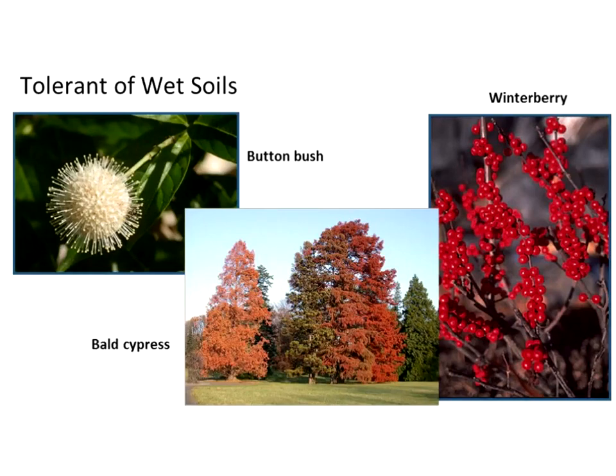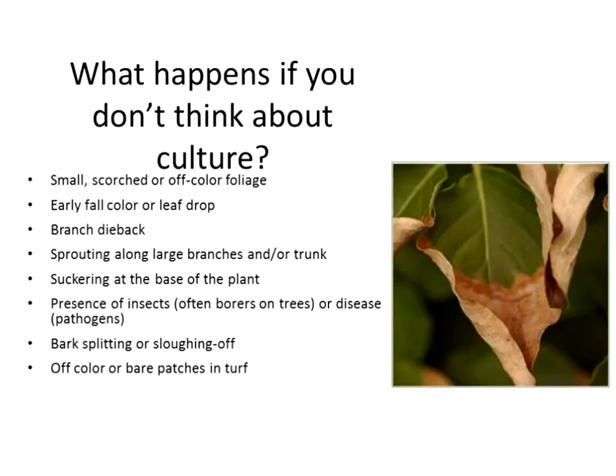So here's a couple things tolerant of wet soils. If you've never tried buttonbush, you really ought to try it. It'll grow in drier soils as well, but if you're looking at the edge of a pond or maybe the edge of a wetland, that would certainly be a plant that could go well in there. Bald cypress, obviously, and winterberry is another really awesome plant for those wetter areas. And remember, you need to have the males and the females in this case, but you need only one male to pollinate a number of females.